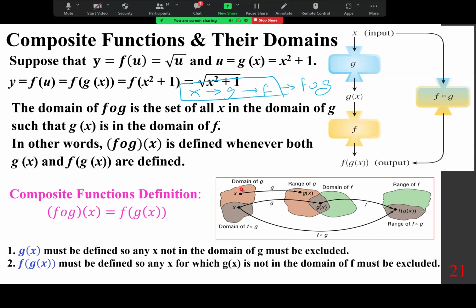So x with the g function takes you to g of x. This portion of x takes you to g of x, this portion. This is the domain of f. It takes you to f of g of x. Domain of f of g is the portion that is taking you from g to f of g without any restrictions and problems. Again, a quick recap. Find the domain of g of x. Exclude anything that you must from the resulting function.